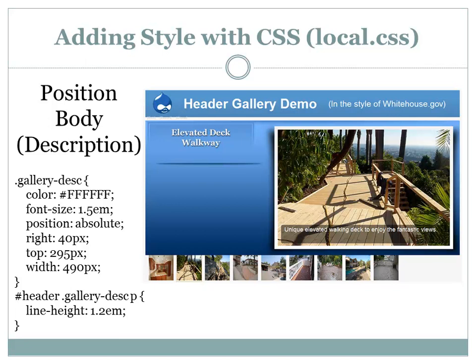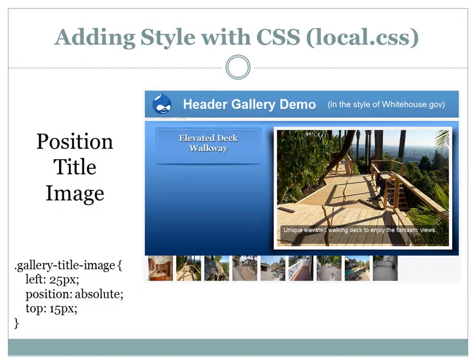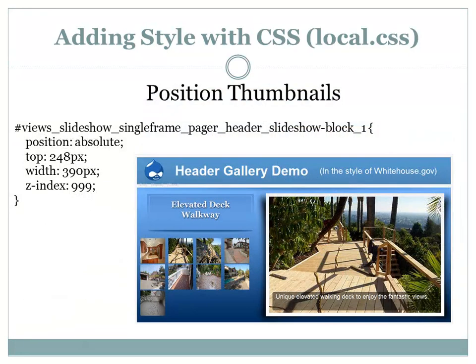Gallery description, that was a class that we used. That's the description of our big image that we uploaded. When we upload our image, we describe it. And again, position absolute, and I just go to the right 40 and down 295 pixels so that it fits in our gray block. And now we want to position our title image. It's very simple. We gave it a class when we rewrote the node teaser, and then we use position absolute, and we say left 25 pixels and 15 pixels from the top.